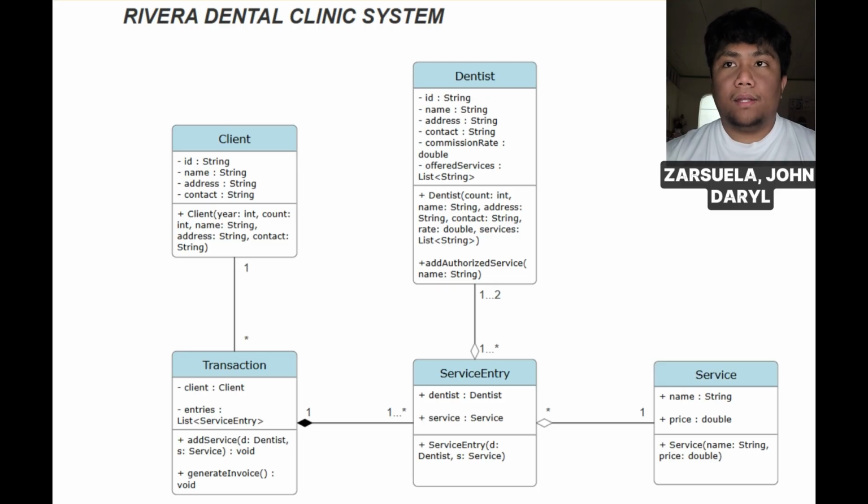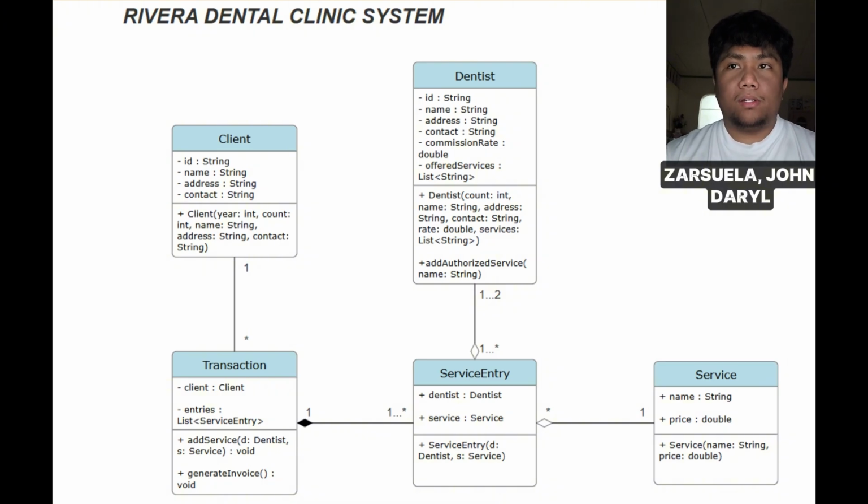Transaction to service entry, 1 to 1 to many. A transaction is only valid if it contains at least 1 to many service entries. This prevents the system from generating empty invoices.